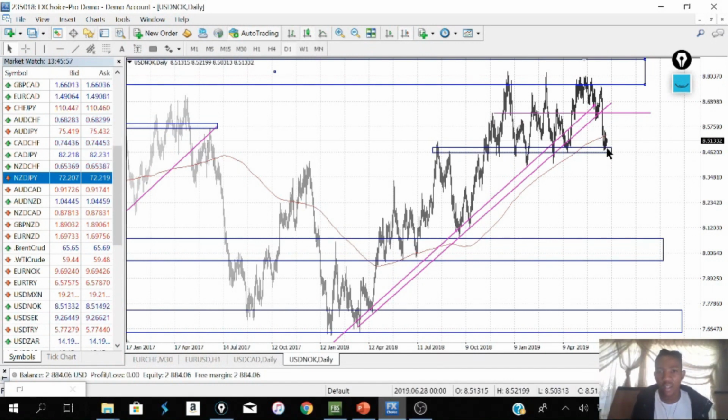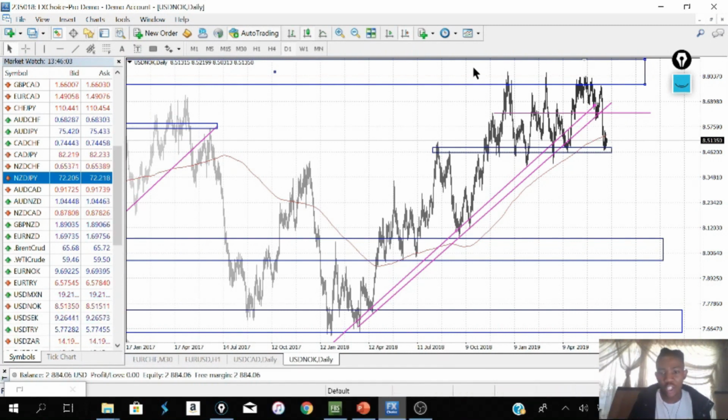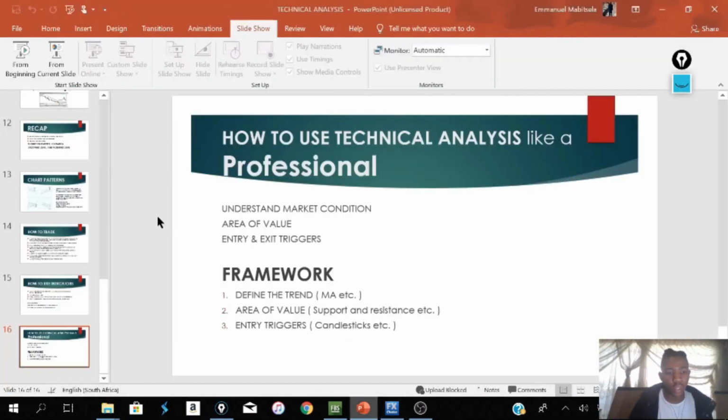People want to enter a sell here. They say for them it's a trigger. For me, I understand that it's a condition. What's the market condition? The condition changed from a buy zone into a sell zone. I have now an edge because I understand how to use my tools, which is very important. Right? So let's continue with our slides.